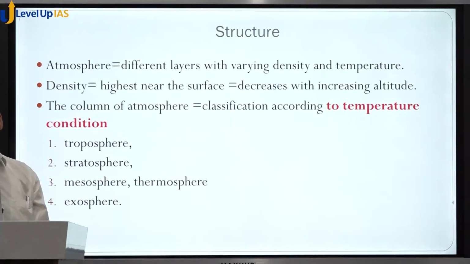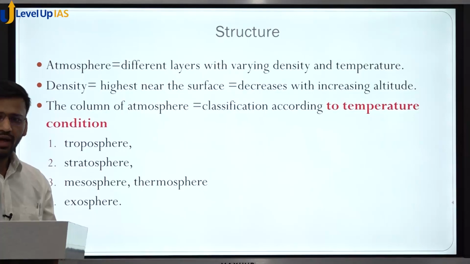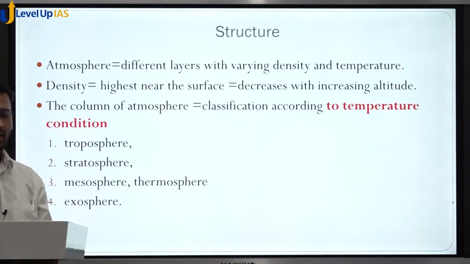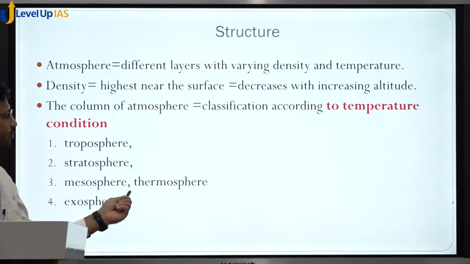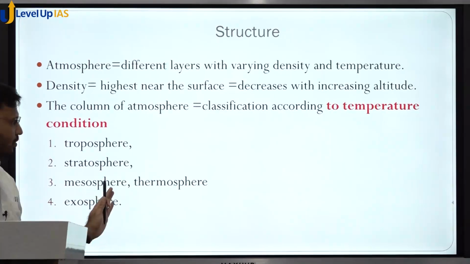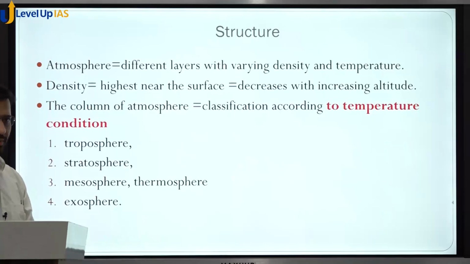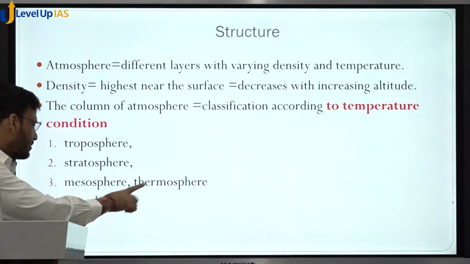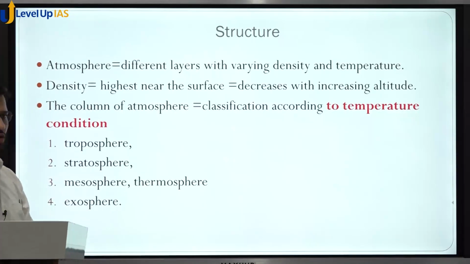Okay, so the first layer is the troposphere, then you have the stratosphere, then you have the mesosphere, and after that you have the thermosphere. Here the thermosphere actually needs to be the fourth layer, so by mistake it is in front of the mesosphere. Okay, so the fourth layer is the thermosphere and the fifth layer is the exosphere. Let us understand these layers one by one.